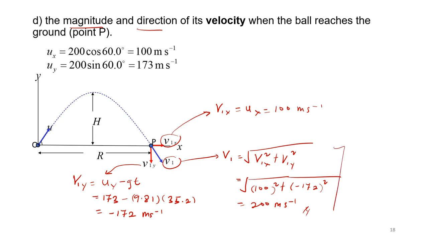After that, we calculate direction. Tangent theta equal V1y over V1x. Substitute value V1y negative 172 divide 100, we get theta and direction negative 60 degree.